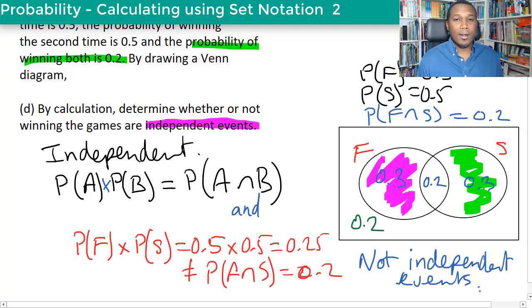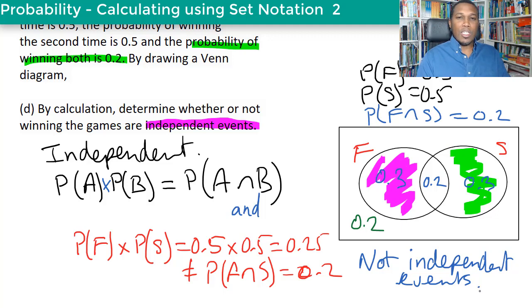If they were, the probability of A times the probability of B would be equal to the probability of A intersection B. That is now the new addition to our work with set notation, the test for independent events. Make sure you know it and make a note of that formula. You're going to have to use it.